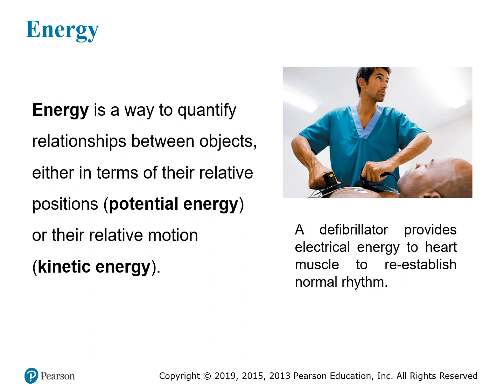So we have the relationship between objects in terms of their relative position, and this can be quantified as their potential energy. Or we have the relationship in terms of their movement or their motion relative to one another, and this can be quantified as their kinetic energy.